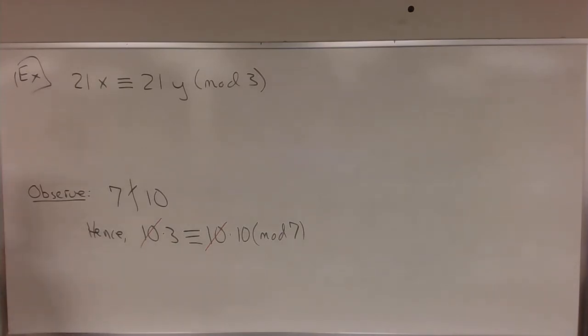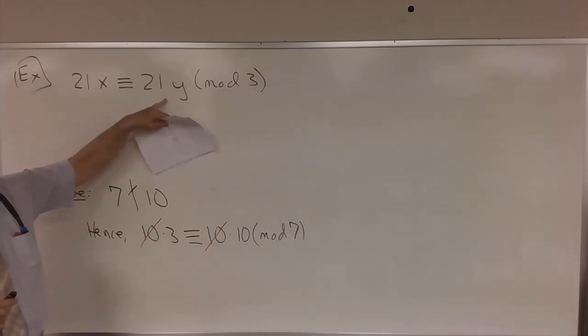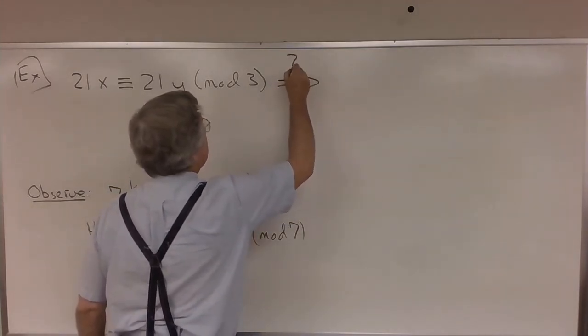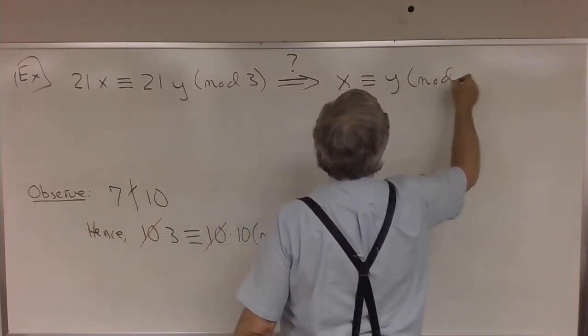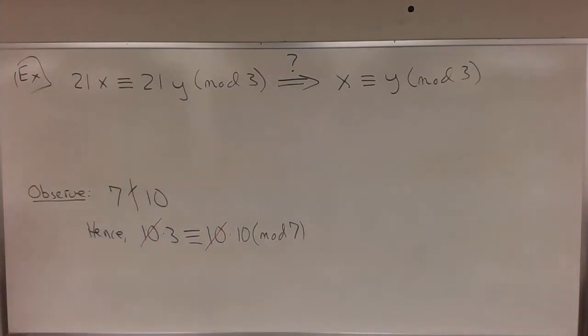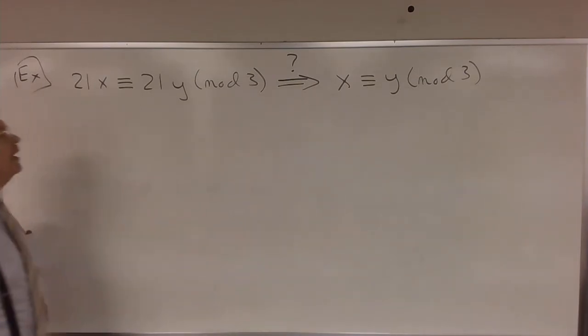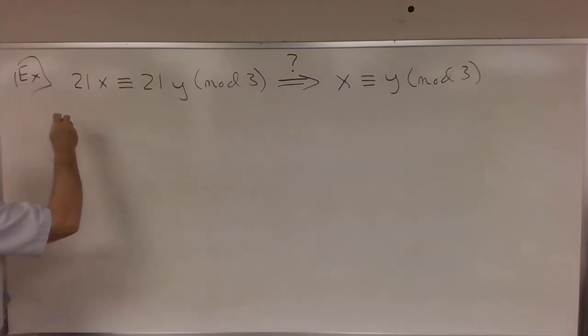Suppose we have 21x congruent to 21y mod 3. Does this imply that x is congruent to y mod 3? What do you think? Both of our theorems apply. Our divisor is prime. So let's see.